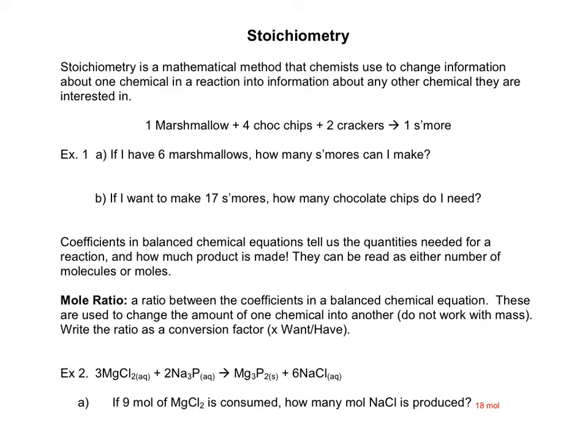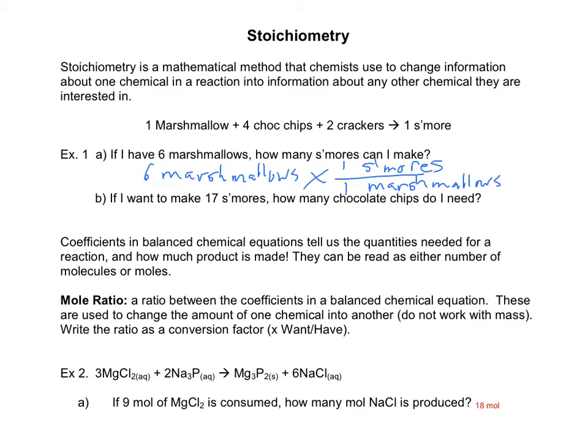I start by writing down the number I'm given, 6 marshmallows. And I times it by what I want, which is s'mores, and divide it by what I already have, marshmallows. Then I check out the numbers in the balanced chemical equation. In front of the marshmallows there's a 1, and in front of the s'mores there's a 1. I include those numbers in my conversion factor.